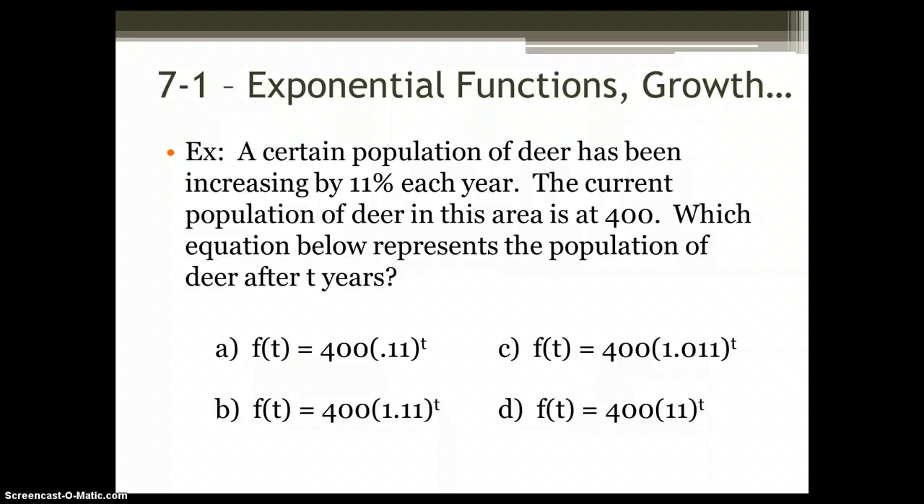Using the formula from before, we can apply the compound interest to this example. The 1 plus r would be 1 plus 0.11, which simplifies to 1.11. So our answer here is actually B. This would be the equation to describe the population after t years.